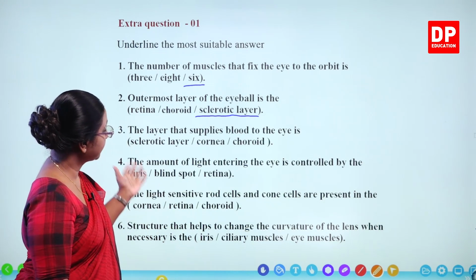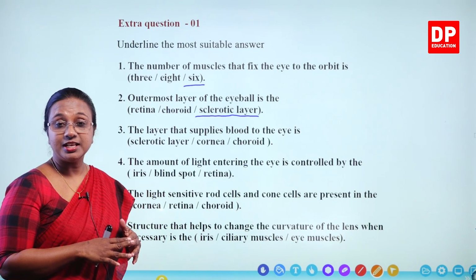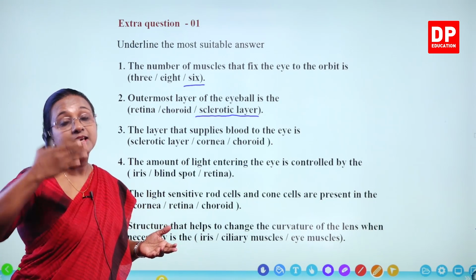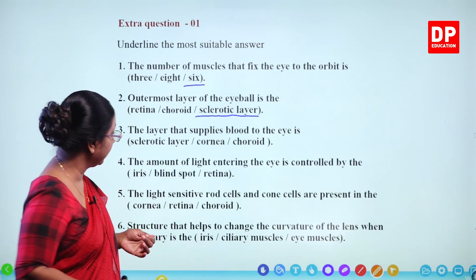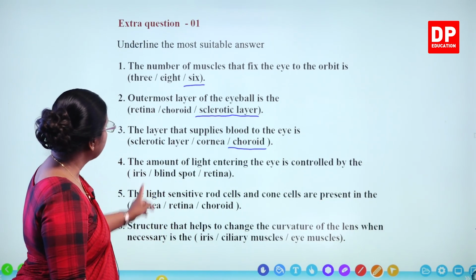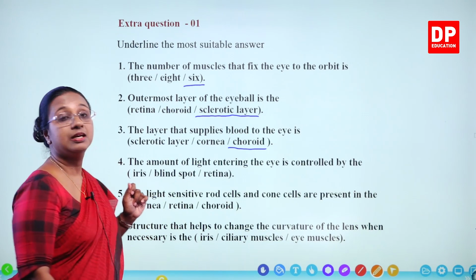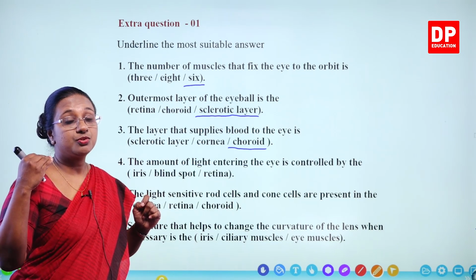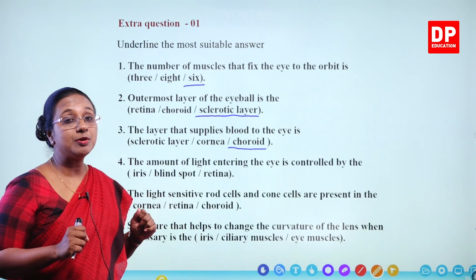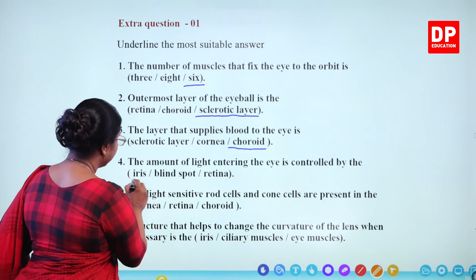Sclerotic layer, it's the outermost. Cornea is again the continuation of the sclerotic layer that becomes transparent in front so that light can enter into the eye. So it has to be the choroid layer. The amount of light entering the eye is controlled by the iris. Light enters through the pupil, and the size of the pupil is controlled by the iris. So iris, that is the correct answer.